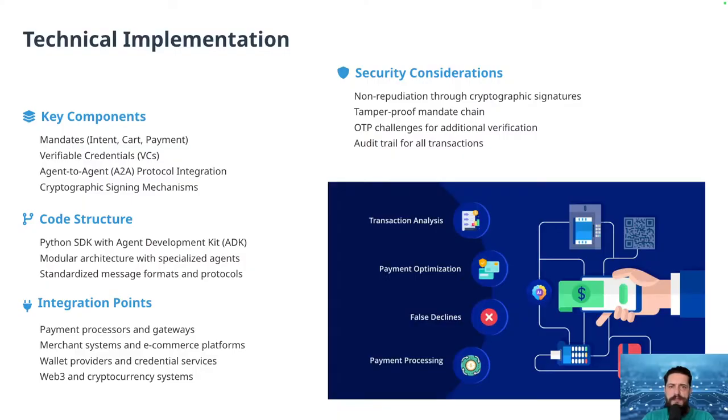The entire system is integrated with an agent-to-agent protocol, which allows different AI agents to communicate with each other in a standardized way. The code itself is structured around a Python SDK that includes an Agent Development Kit, or ADK. This makes it easier for developers to build their own agents and integrate them into AP2 ecosystems. The architecture is designed to be modular, with specialized agents for different tasks such as shopping, payment processing, and credential management.